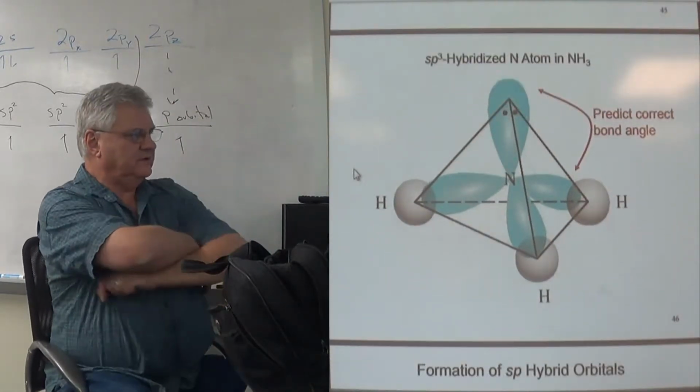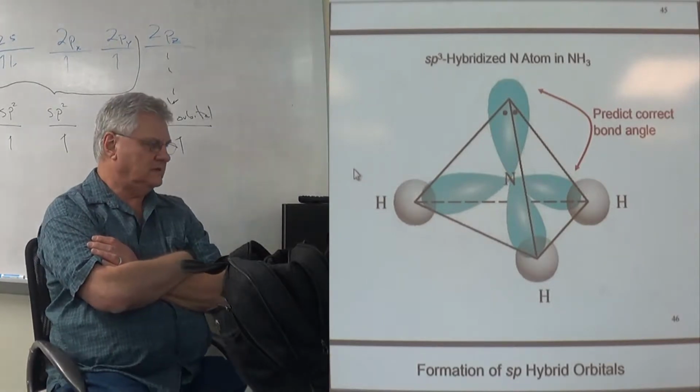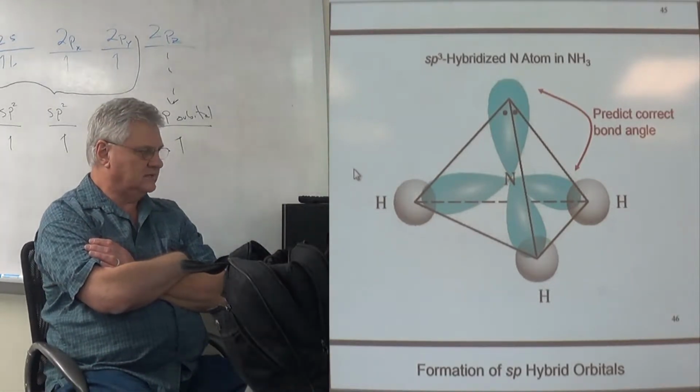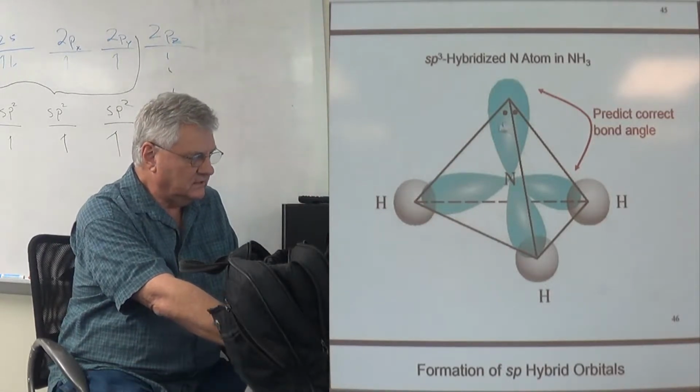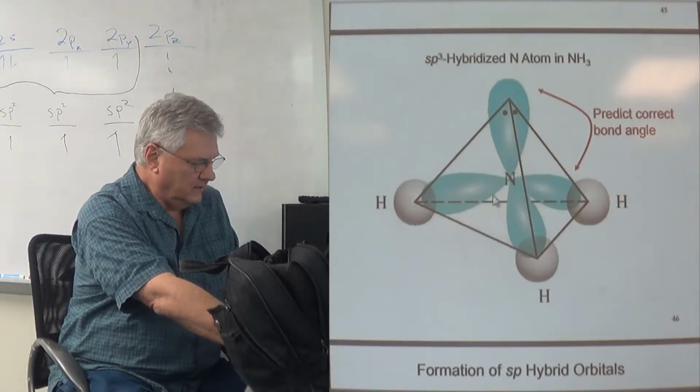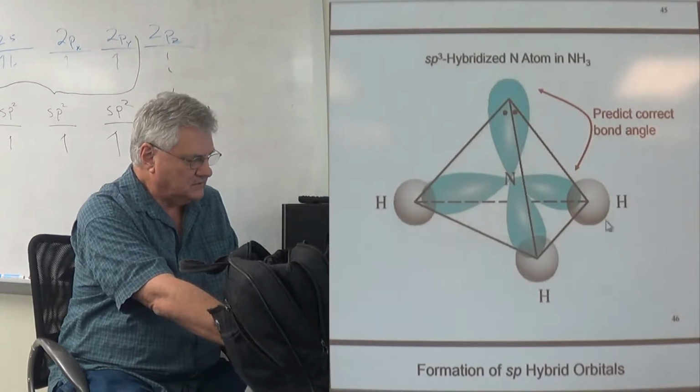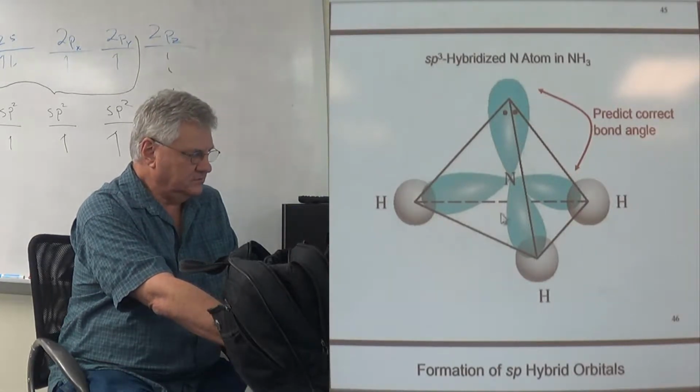Well, here is nitrogen. If nitrogen, like in ammonia, has 3 single bonds, it's also sp3 hybridized, but one of the orbitals has 2 electrons in it, and the others only have 1, and so they form covalent bonds to hydrogens.